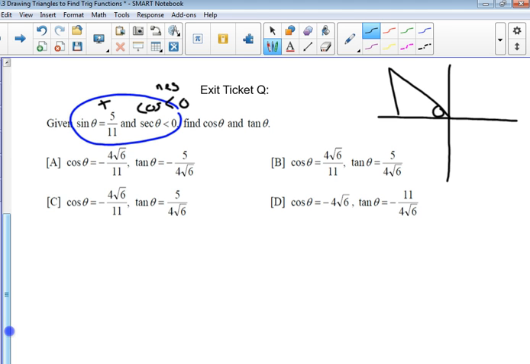So when we're doing our theta, I use this for something called opposite over hypotenuse. Make sure you guys label according to the theta. So the opposite is going to be 5. The hypotenuse is 11. Right.